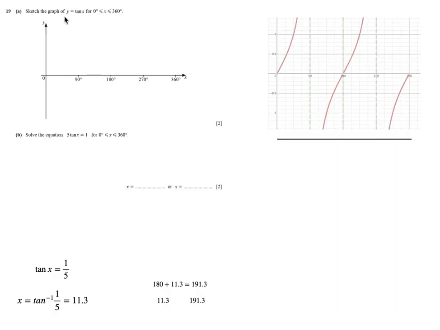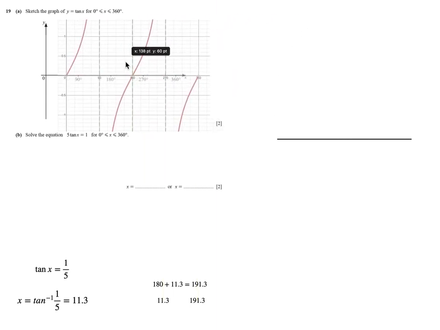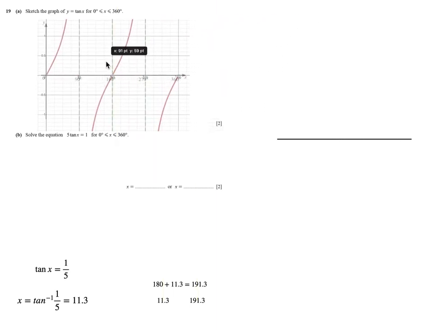Now, questions in the exam usually look more like this. So you're asked to sketch the graph first. So if you sketched it, it would end up looking something like this. Okay, so you have to show that you recognize this recurring pattern and these limits that don't get crossed. So with tan, I find it quite helpful to put 90 and 270 in there just to help me get my shape right.